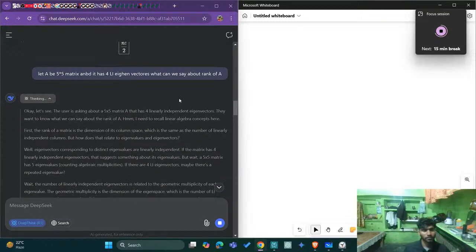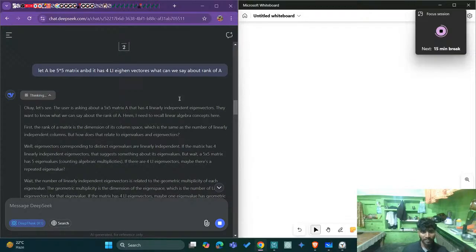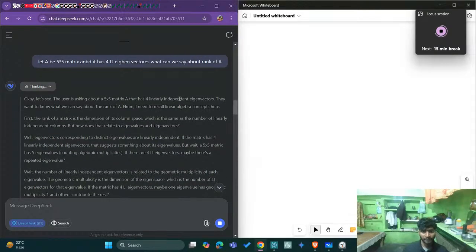Okay, let's see. The user is asking about a 5 cross 5 matrix A that has four linearly independent eigenvectors. They want to know what we can say about the rank of A. I need to recall linear algebra concepts here. First, the rank of a matrix is the dimension of its column space, which is the same as the number of linearly independent columns.